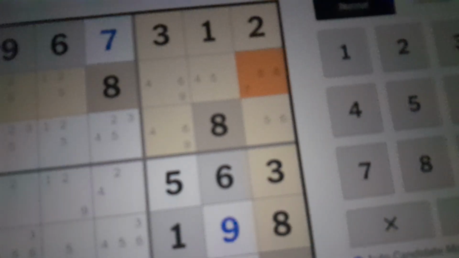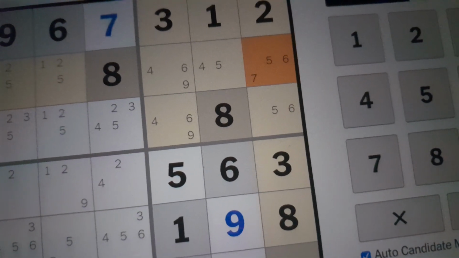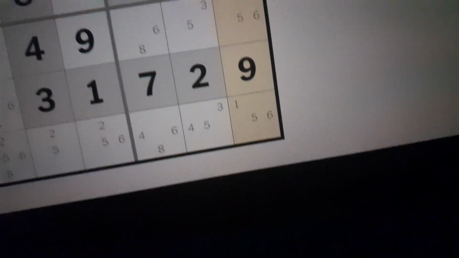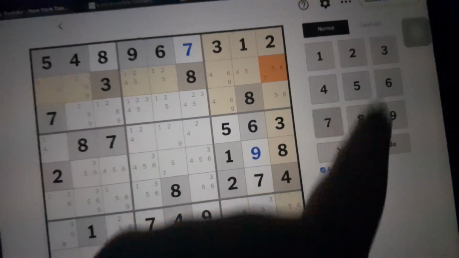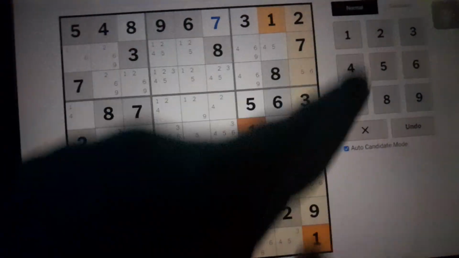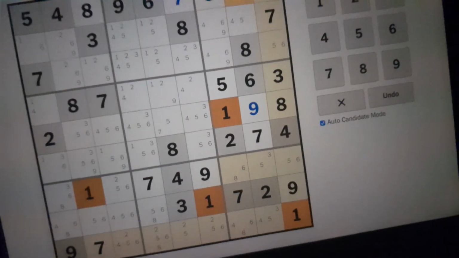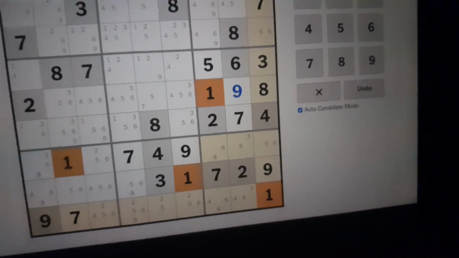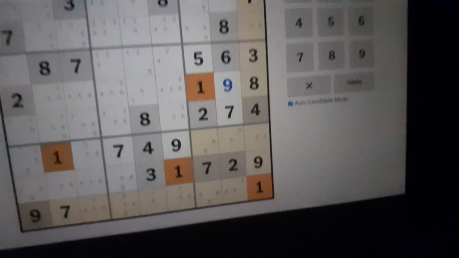And with this specific column, here is the only cell that has 7 as an option, and here is the only cell that has 1 as an option. So we will place 7 and 1 there respectively, because again, every single number needs to appear exactly once.